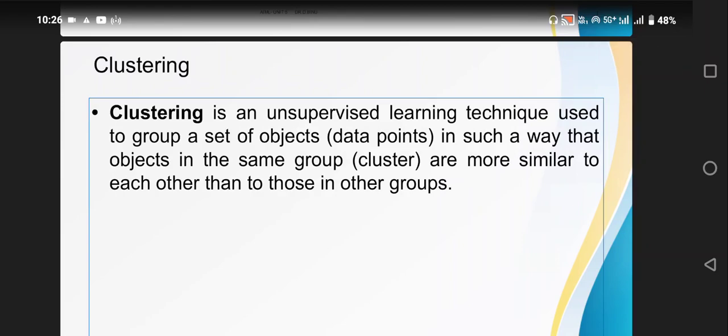It is an unsupervised learning technique used to group a set of objects in such a way that the objects in the same group are more similar to each other than to those in other groups.